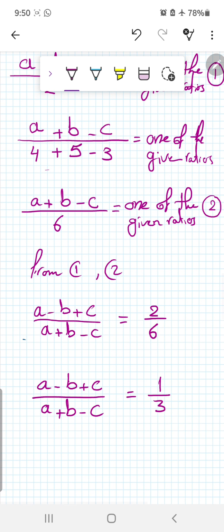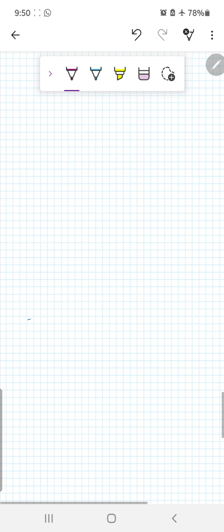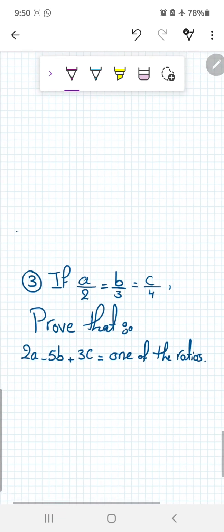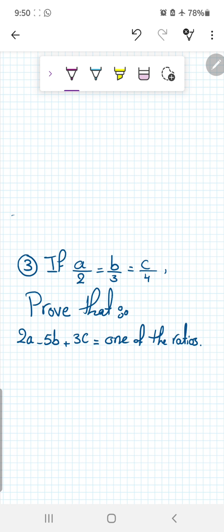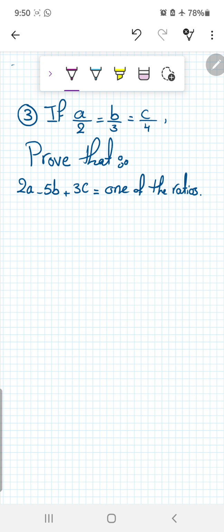Put the numerator over the denominator, equal to the denominator over the denominator. Okay, another example. Here, if A over 2 equals B over 3 equals C over 4, prove that 2A minus 5B plus 3C equals one of the given ratios. Here you must solve with one of the given ratios. We don't set them equal to M.